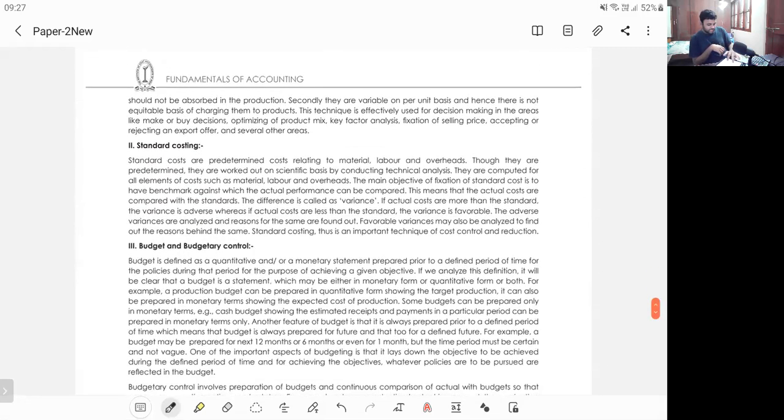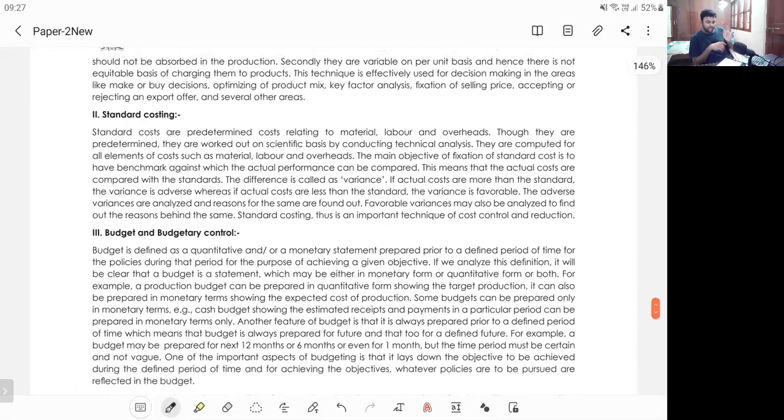If you don't have the bits, just try to remember, it's enough. Next, budget and standard. Budget is something which is prepared at the beginning of production. Standard is something which is made in later stages. That is a revision of the budget in terms of standard. So in budgetary control and standard control, what will you do? You will compare the actuals with standards and budgets.